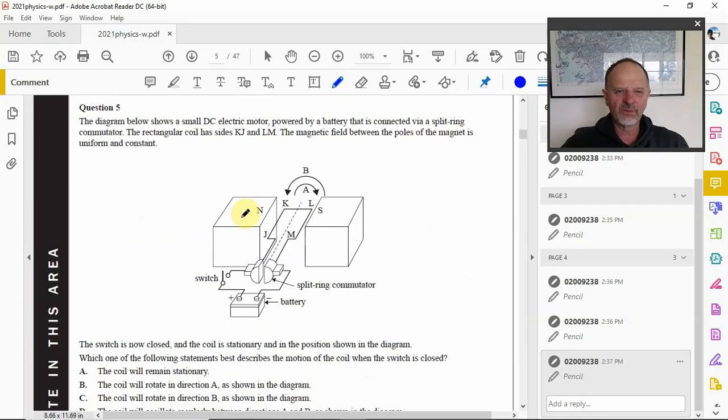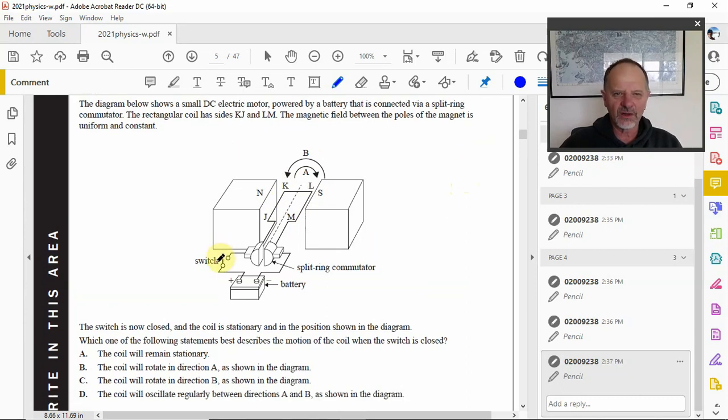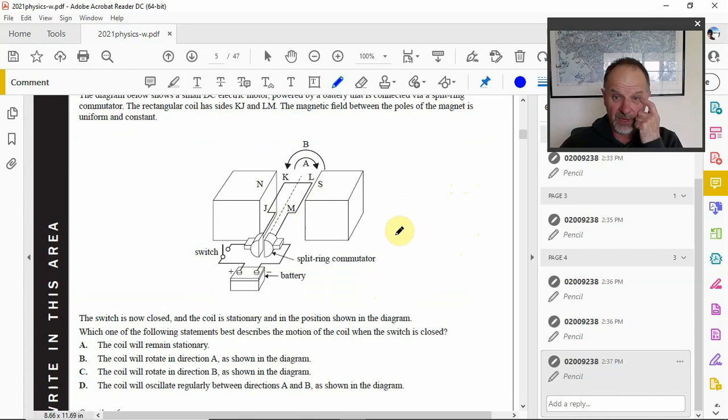All right, question five, and we'll make this one the last one on this video for this group of questions. More videos for others. All right, so here we've got a DC electric motor powered by a battery that's connected by a split ring commutator, and the rectangular coil has sides KJ and LM. The magnetic field between the poles of the magnet is uniform and constant. All right. The switch is now closed, and the coil is stationary and in the position shown. Which one of the following statements best describes the motion when the switch is closed? All right, so let's have a look.